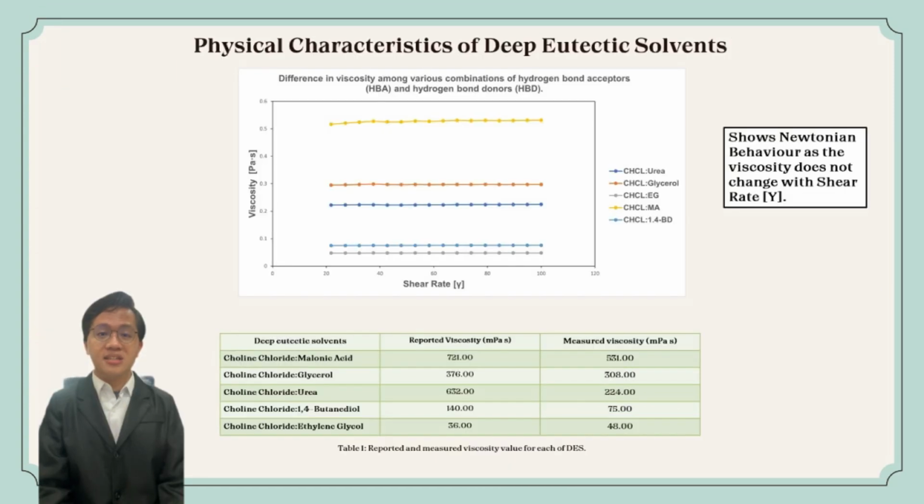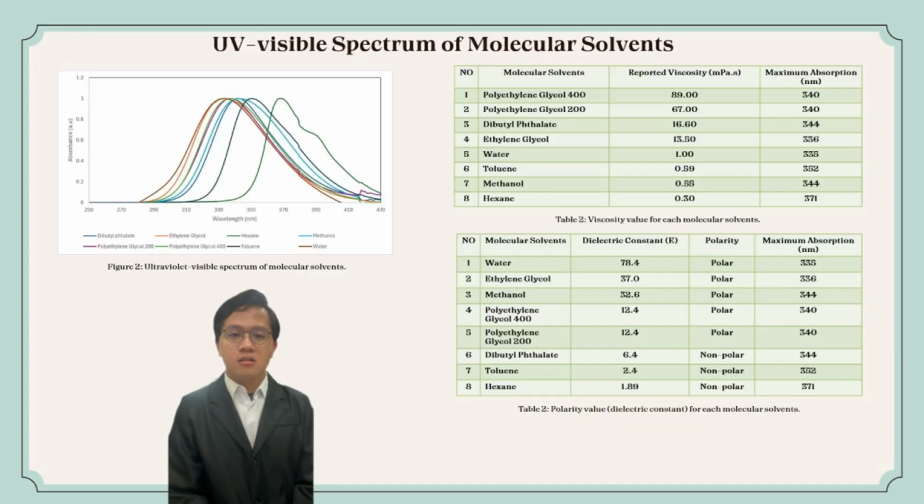Proceeding to the viscosity measurement section, the rheometer result indicated Newtonian behavior, signifying that the viscosity of the sample remained constant across varying shear rates. For the UV-Vis, the lambda max absorption of DCVJ in each molecular solvent was acquired.